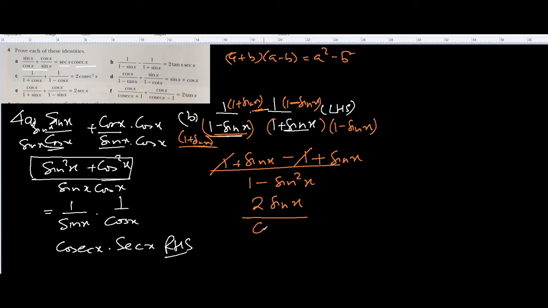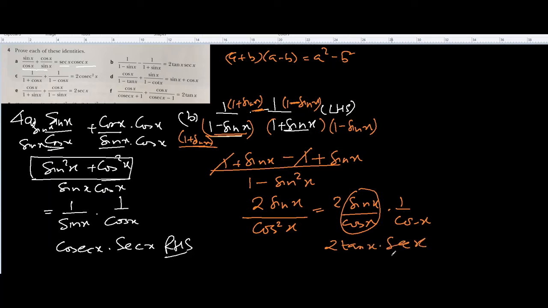We can write it as cos square x. So let's separate this: 2 sin x over cos x, and the second cos x I will try to separate. Sin x over cos x we know is tan x, and 1 over cos x is secant x, and that is RHS. We proved it. Alright, let's go to C part.